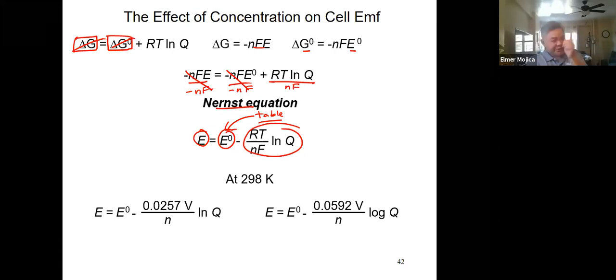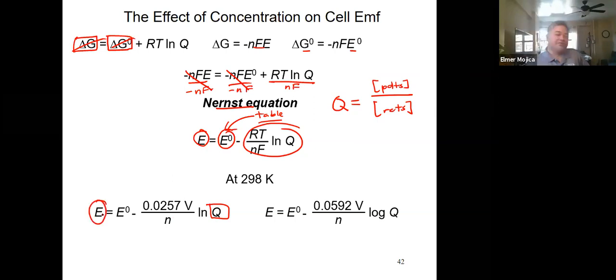Now, which change here in terms of the concentration? How do we define Q? Anyone? Q is what? Products over reactants. So this is the one that will change the value that you have.